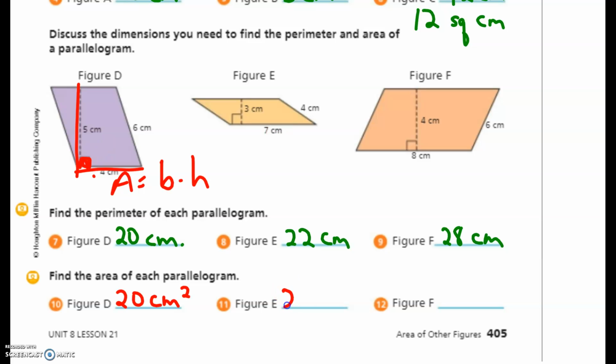I'm really hoping you put 21 centimeters squared, or square centimeters, 7 times 3. You didn't need the 4 at all. And over here, 32 centimeters squared. If you got 10.5 for this one and 16 for that one, you cut it in half. You figured out the triangle part of it. So no dividing by 2 when you have the parallelogram. All right, let's go on to the next page.